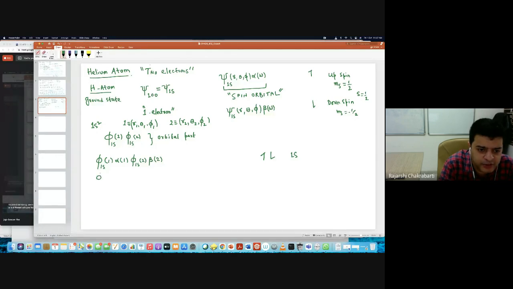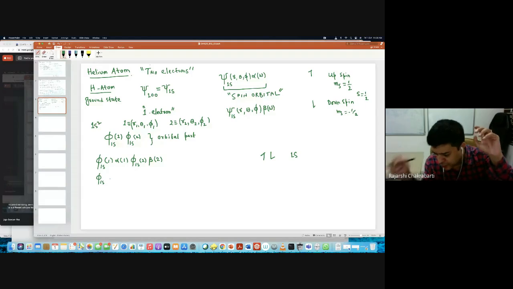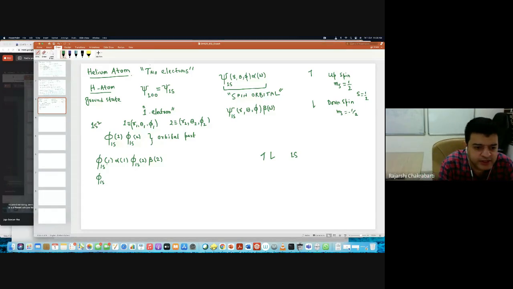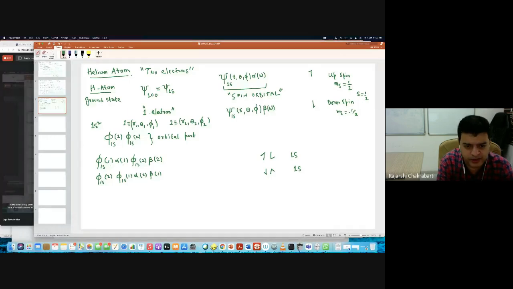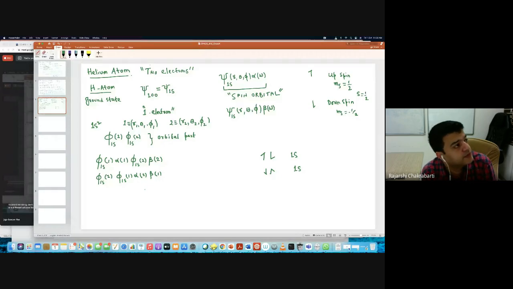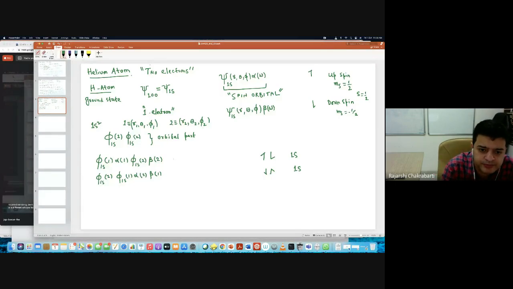What could be the other way? I can think of a situation where I tag this electron as electron 1 and that as electron 2 for the time being. I can also have a situation like this. It doesn't matter whether you write 1s and alpha, or 1s then alpha, beta. These two are possibilities. But which one should I take? First electron is up, second electron is down, or the first electron is down, second electron is up. Can anyone suggest? Both of them. So both are equally probable, no? So I take a linear combination of these two.